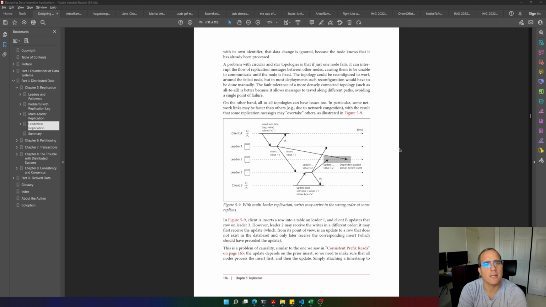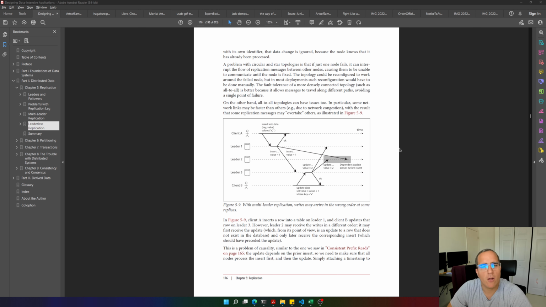A problem with circular and star topologies is that if just one node fails, it can interrupt the flow of replication messages between other nodes, causing them to be unable to communicate until the node is fixed. The topology could be reconfigured to work around the failed node, but in most deployments, such reconfiguration will have to be done manually. The fault tolerance of a more densely connected topology, such as all-to-all, is better because it allows messages to travel along different paths, avoiding a single point of failure.